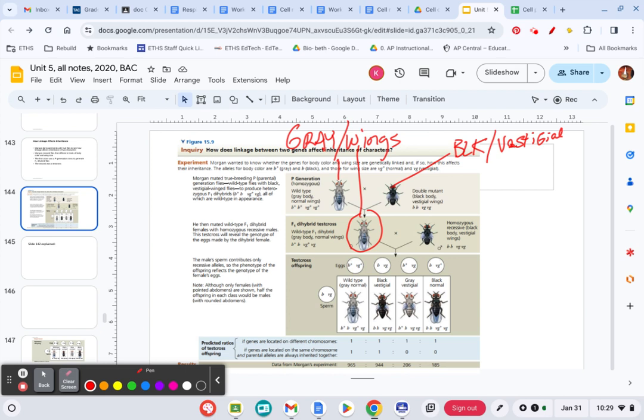And now he did a test cross with more of those black and vestigial. So pure homozygous recessive for black and vestigial against gray and winged. And he didn't know exactly if these were homozygous dominant or if they were heterozygous. Okay. So then he, and I'm using the imperial he here.